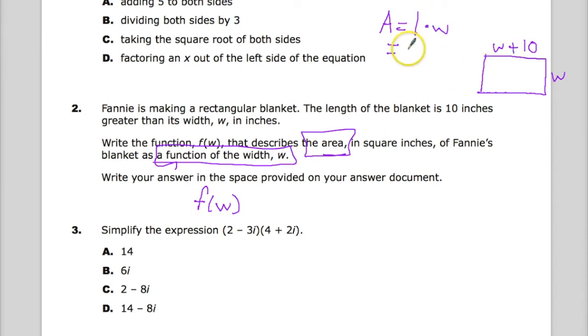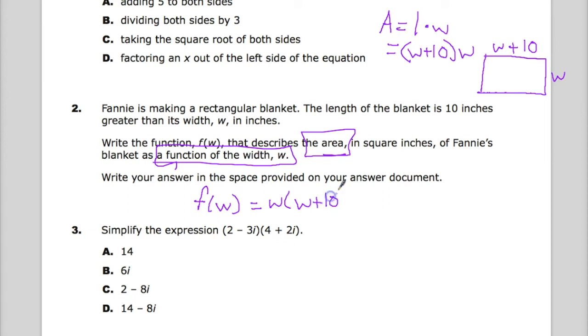Length, of course, is W plus 10. And width is just W. And you could stop there, to be honest. That's all they're really asking you to do here. Generally speaking, we'll put that variable out in front. So I'll say W times W plus 10.